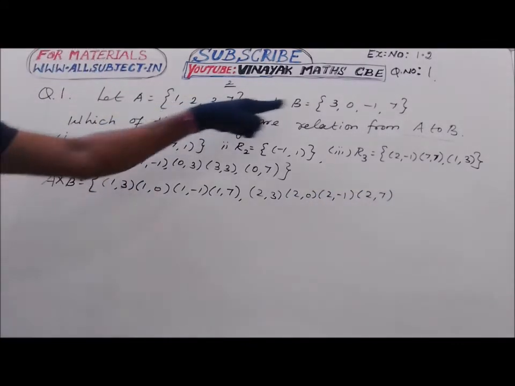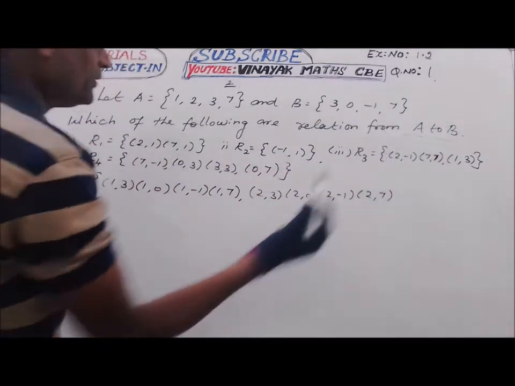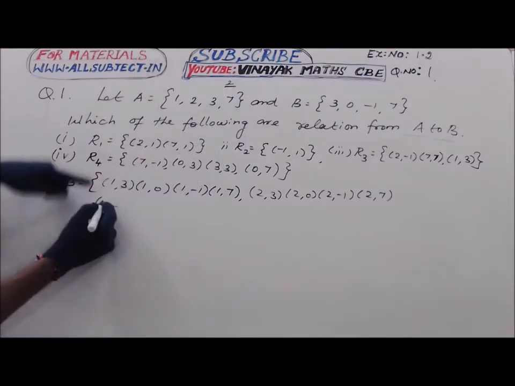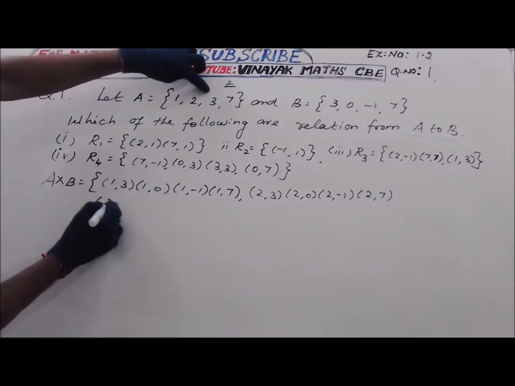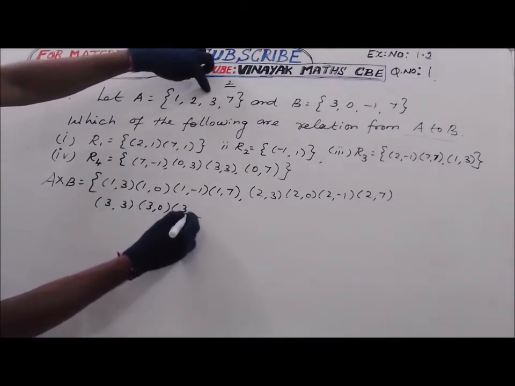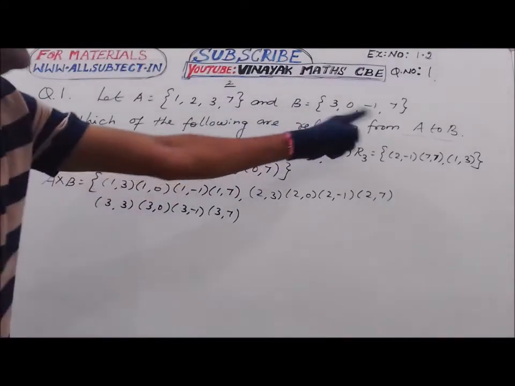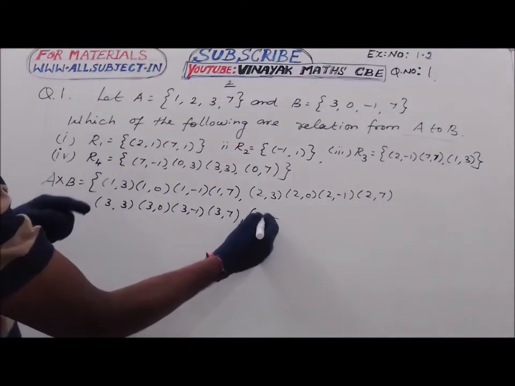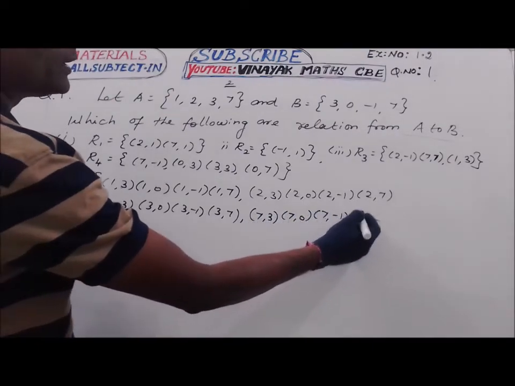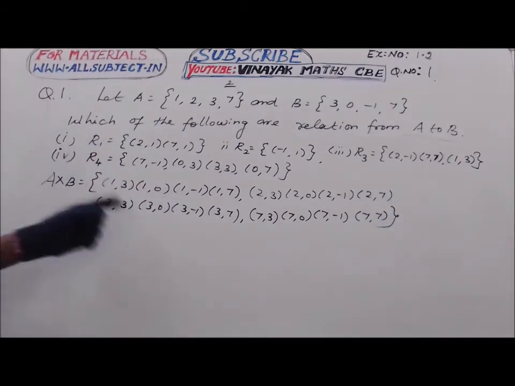And then 3 with these 4 elements, keeping the first element from A and the second element from B, as A to B is defined. Taking 3, we get (3, 3), (3, 0), (3, -1) and (3, 7). Finally 7 with these 4 elements, forming (7, 3), (7, 0), (7, -1) and (7, 7). This is known as the Cartesian product of A and B.